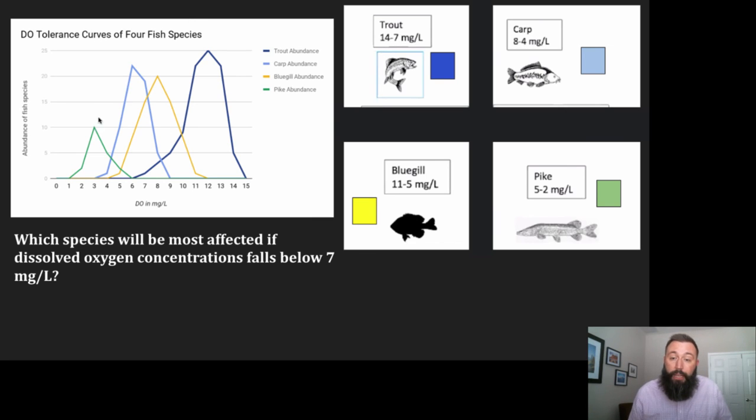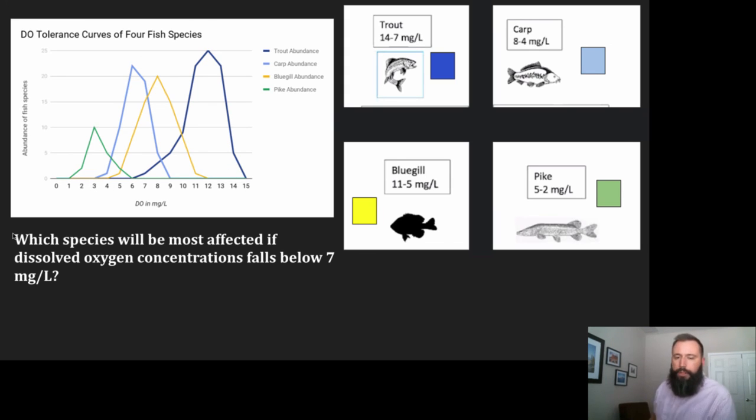But if it was 3, take a look at this. If the DO level, the dissolved oxygen level in a lake, was 3, that falls within the optimum range of pike, this green line over here, but not within the optimum range of any of the other 3 species.